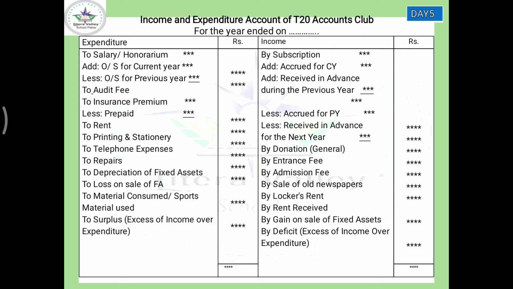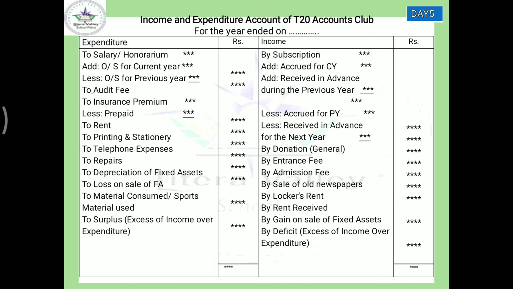Now come to the next, donation. General, it will be income, entrance fee, admission fee, sale of old newspaper, locker's rent received, gain on sale of fixed assets, or deficit. Either one thing will be there, surplus or deficit. Okay. So hope you have understood that.